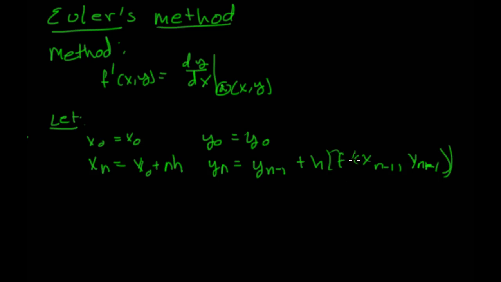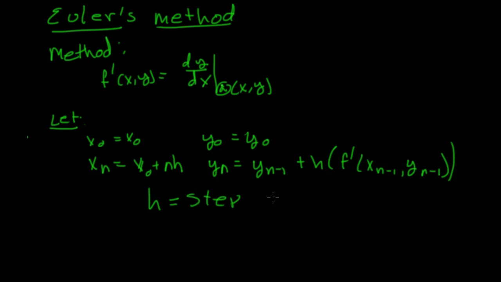So let's clean that up a little bit. It's kind of messy. f prime of x at n minus 1 and y at n minus 1. All right, so this is an iterative process, and h is going to be a step size that is going to be given for the problem. And the smaller the step size, the more steps that you'll have to take to find a solution, but the more accurate your solution will be.